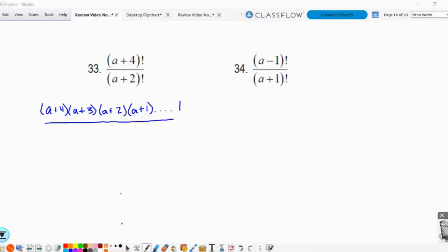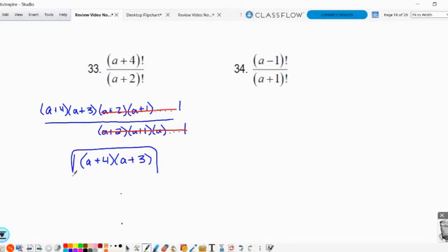Writing out our denominator, a plus 2 factorial. So we can see where the repetition is. We're going to cross off these terms in the numerator and denominator because it's all multiplication, leaving us with a plus 4 times the quantity a plus 3. Final answer.